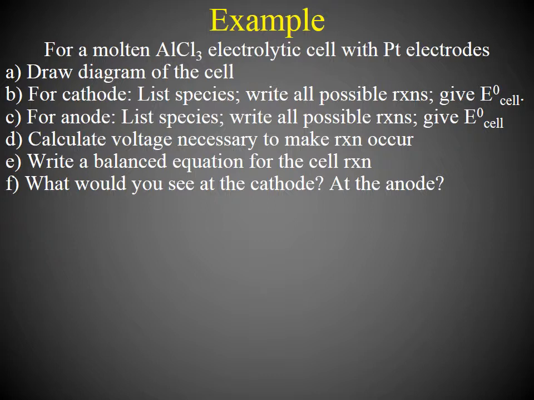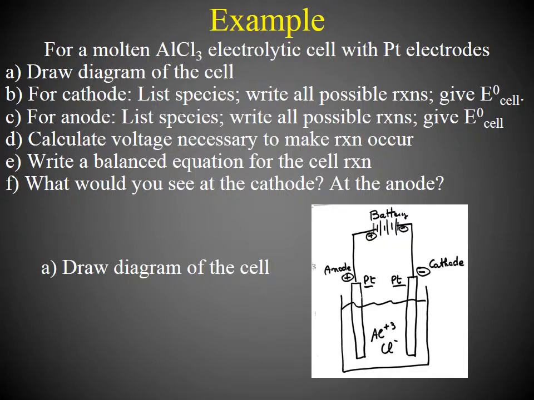Next, you would have to use those values to calculate the voltage necessary to make the reaction run. Next, you need to write a balanced equation for the cell reaction. And lastly, you would probably have to describe what one might see visually at the cathode and at the anode. So let's start with A. Draw the diagram of the cell.